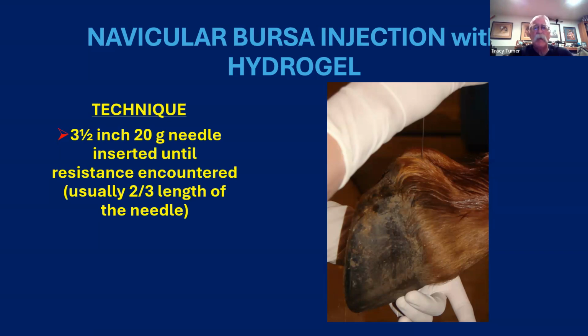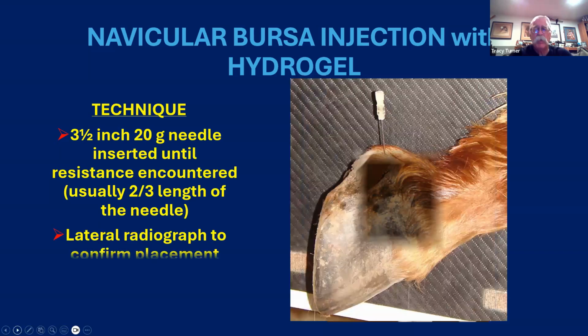So my technique for injecting the bursa is to go between the bulbs of the heel, just above the cleft, above the frog, parallel with the ground. I use a 3.5-inch 20-gauge needle. It's styletted and it's a spinal needle, so it separates the tissues in the tendon. It doesn't cut them like a needle would.